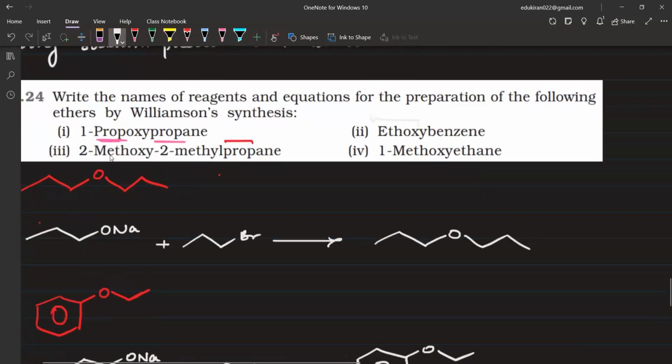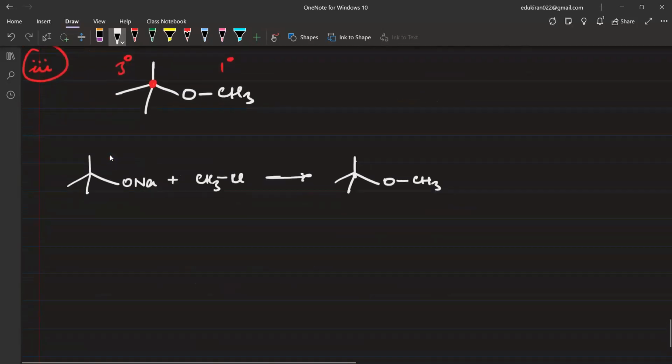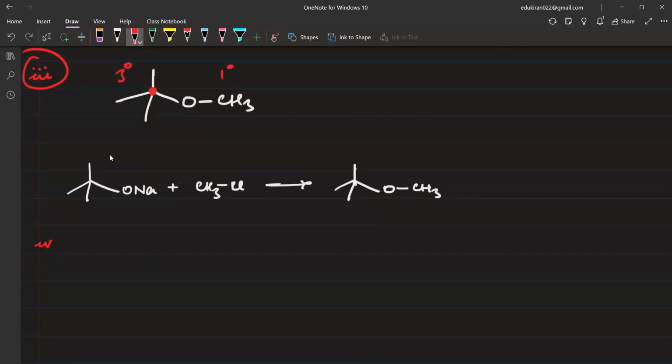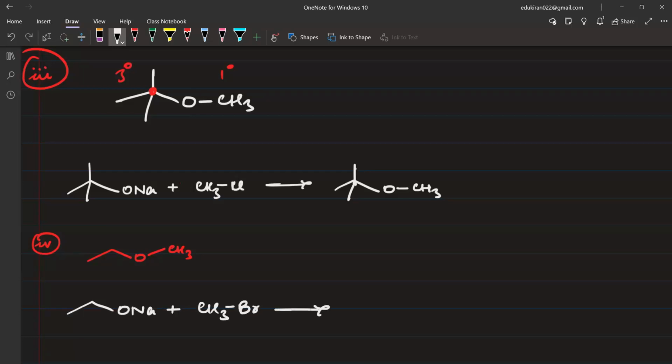Then you have methoxyethane. So methoxyethane is not a problem. So fourth one is methoxyethane. 1, 2 carbon atoms, oxygen, and then this is methoxy, and then you have ethane. So obviously the smaller part should be coming from the alkyl halide. ठीक है, ये याद रखिए. छोटा portion है वो कहाँ से आएगा? Alkyl halide से. So this bigger part will be from alkoxide. The smaller fragment will be from the alkyl halide. I will get oxygen and CH3.